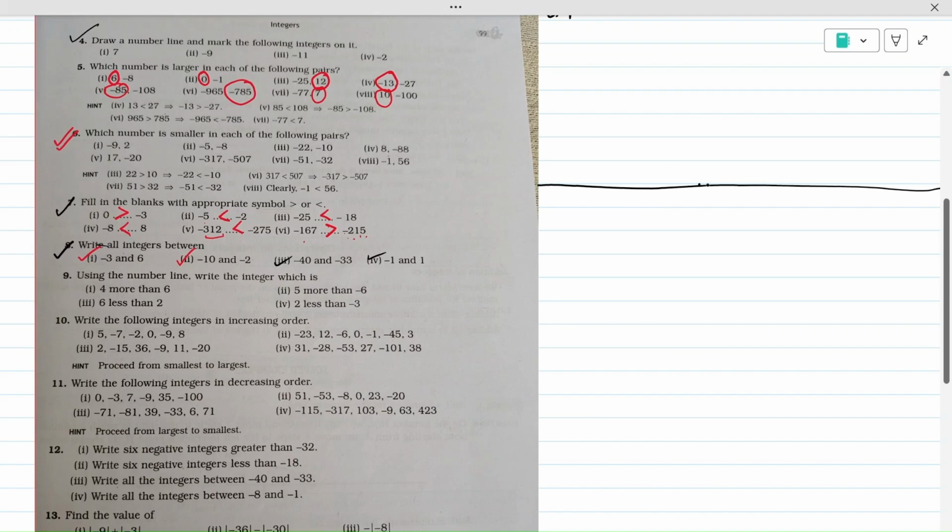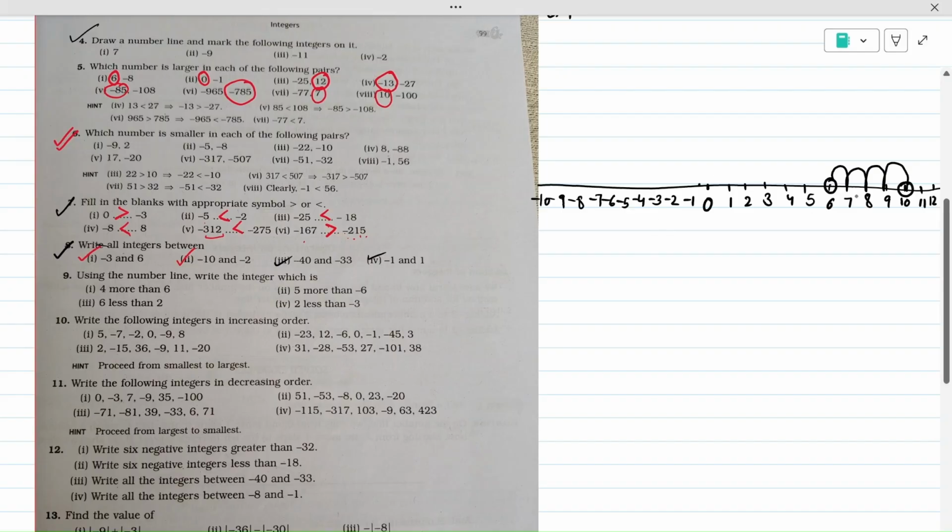So let's say we have 0 here, 1, 2, 3, 4, 5, 6, 7, 8, 9, 10, 11, 12. Till 12 I have marked here. Similarly, minus 1, minus 2, minus 3, minus 4, minus 5, minus 6, minus 7, minus 8, minus 9, minus 10. Let's keep it till 10. Now, we have to mark 4 more than 6. Where is 6? It is here. 4 more than this means 1, 2, 3, 4. So this is the number.